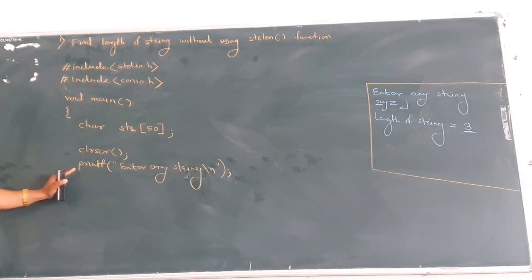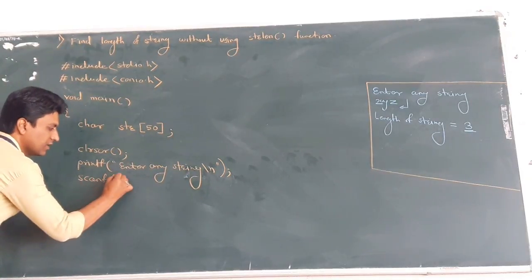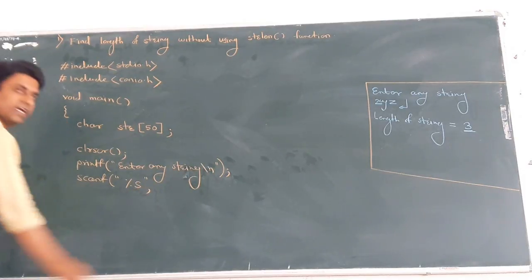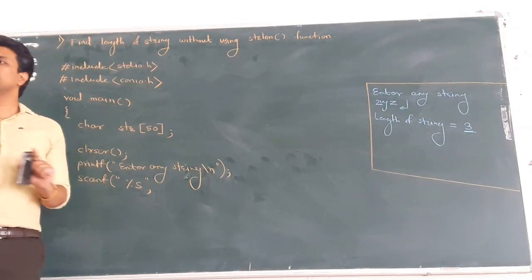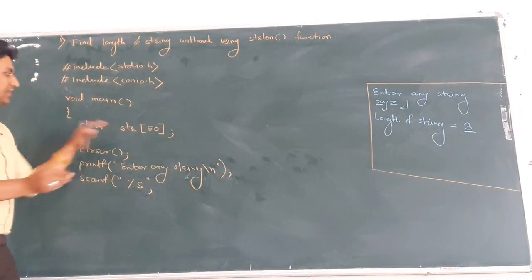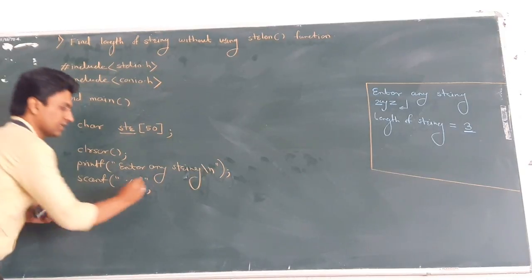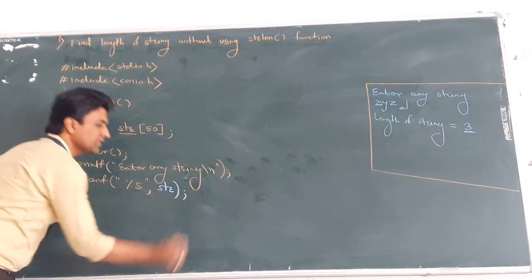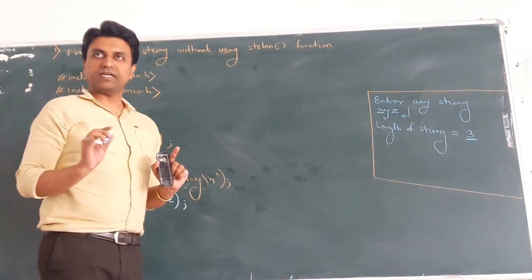After this printf statement, the next statement is scanf. The format specifier for scanning the string is %s. This is the format specifier. And when you scan a string, don't use an ampersand. So write only the name of the string, that is str, and give the semicolon. So till now, what is the memory management?